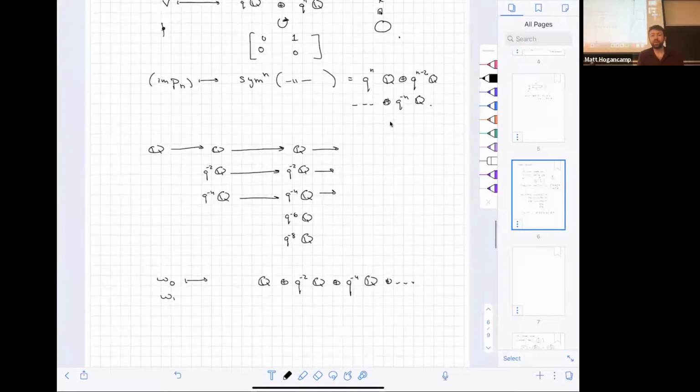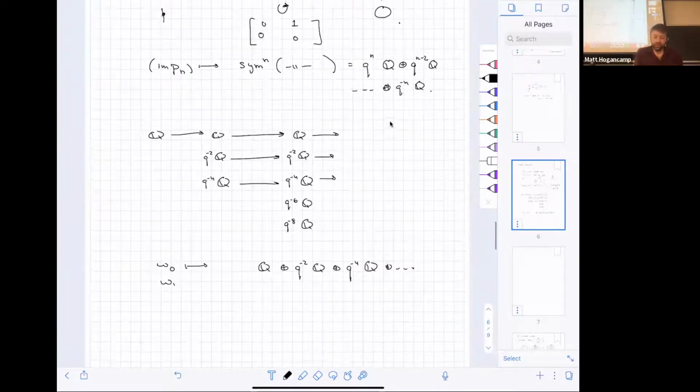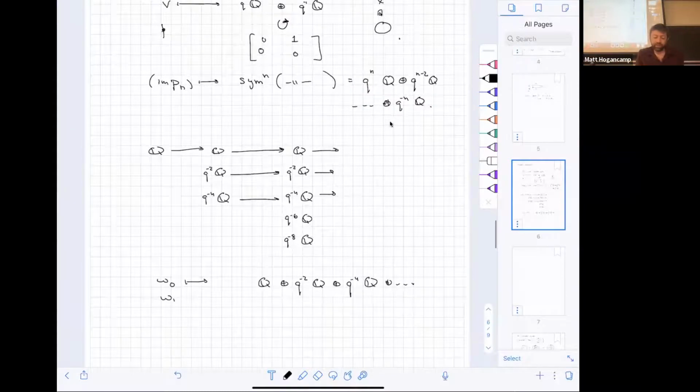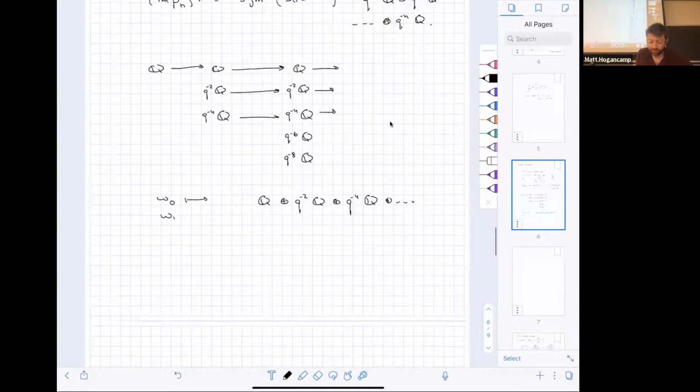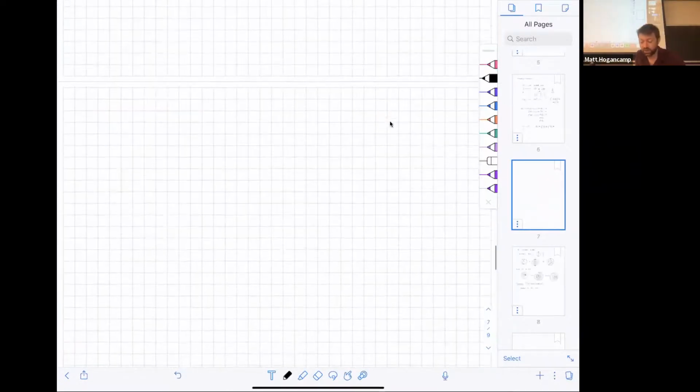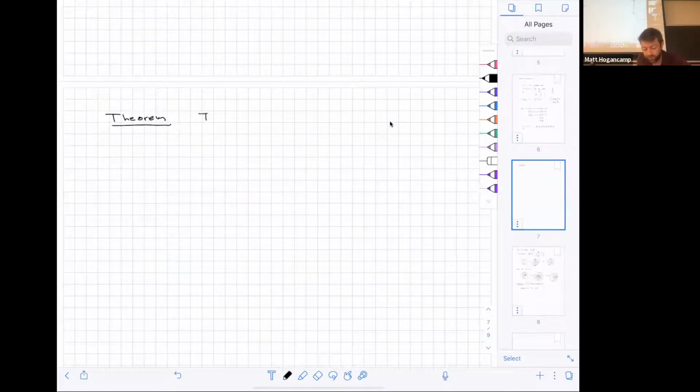Okay, so that's how you should think of their Kirby color. And the theorem, well, there's a few things that I want to state. So theorem. This dotted TL category with Kirby colors adjoined is a well-defined monoidal category.